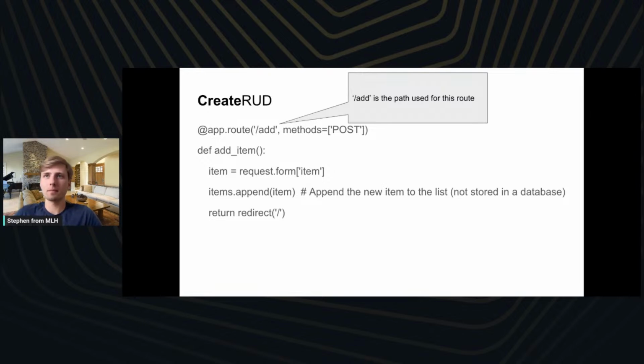But in short, we're referring to this add directory, and we're saying that, hey, if the user visits this add directory, if the add path is used, then we will have a post method, and then we will have this view function appear here. Okay, and so for those of you who are unaware, /add is the path for this route.